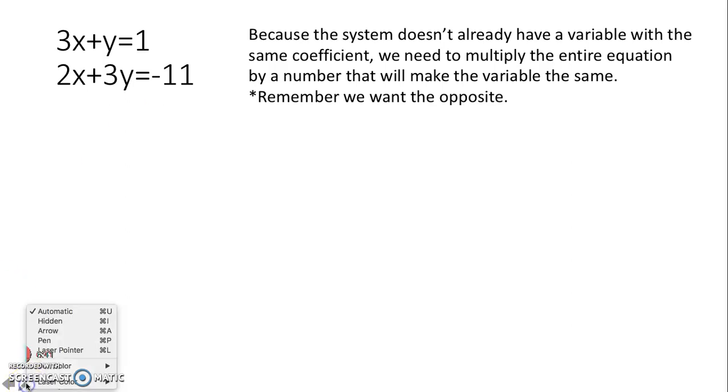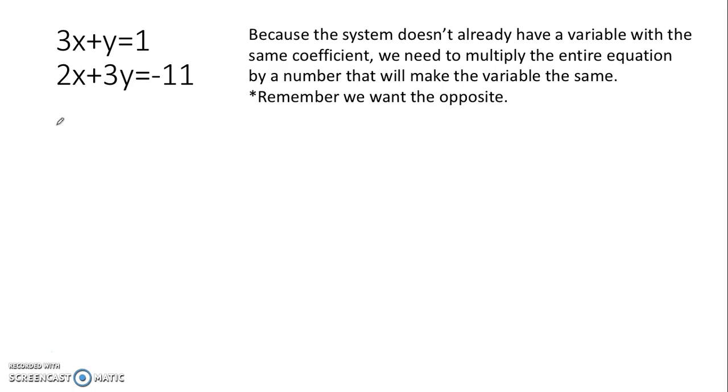So we need to ask ourselves, what can we multiply to get one variable the same? All right, so let's think. 2 and 3. Is there a number that we can easily multiply either one of them by to get them the same? One number? No, not so much. But we have 1y and 3y. There is a number that we can multiply the entire equation by to get them the same number. Okay, we can multiply it by 3.